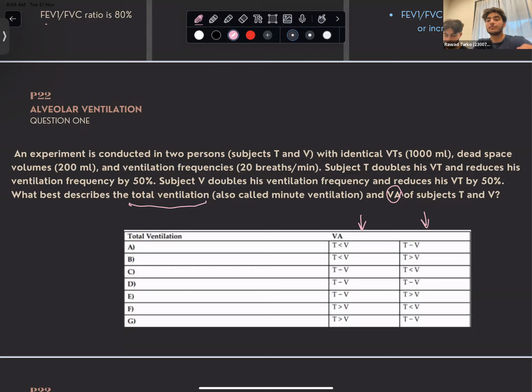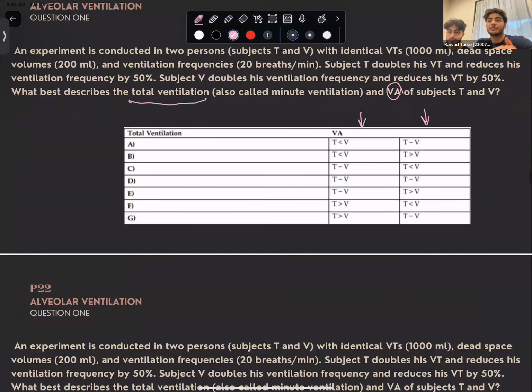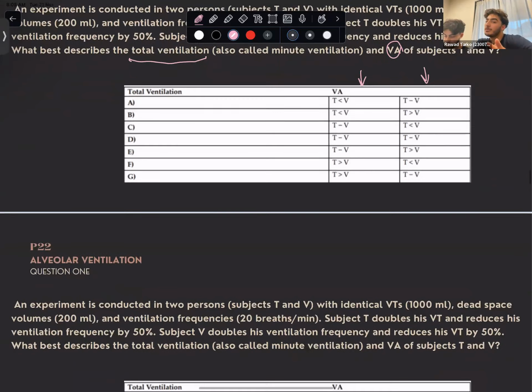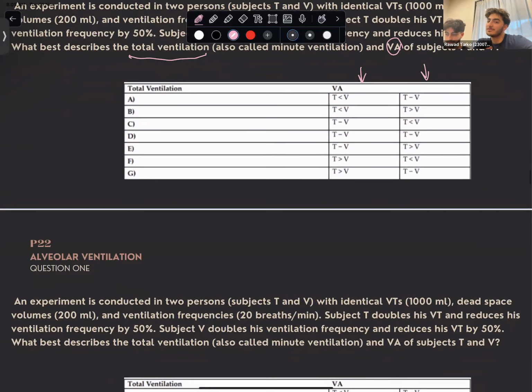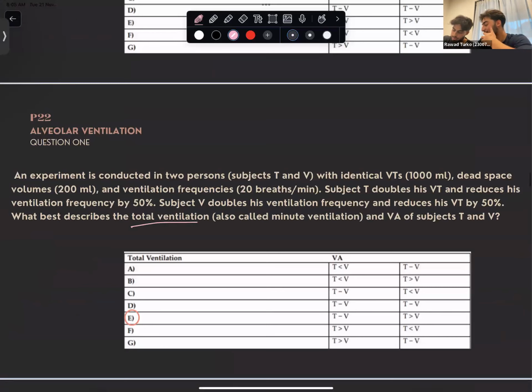Okay, we're getting E's. Does anybody have any other answer other than E? Because you don't know, it might not be E. You never know. Okay, maybe it is E. So we're looking at total ventilation and we're talking about VA. Okay, first thing, let's dissect this question really.